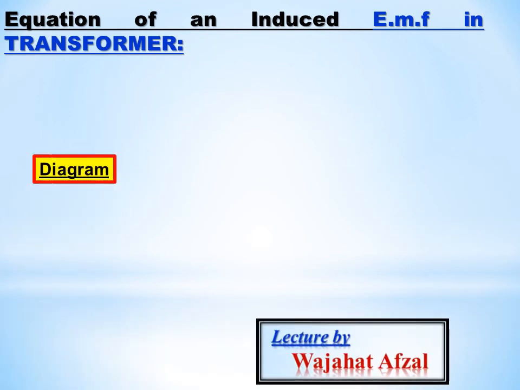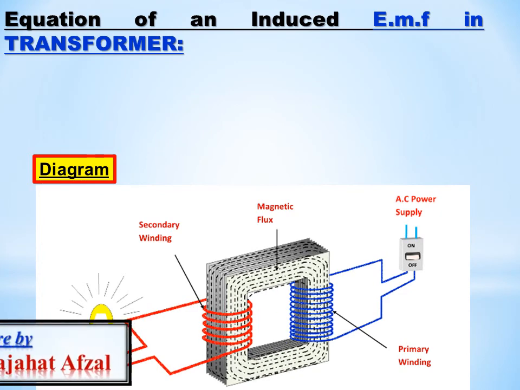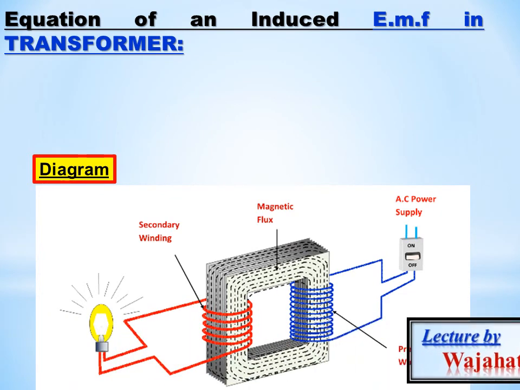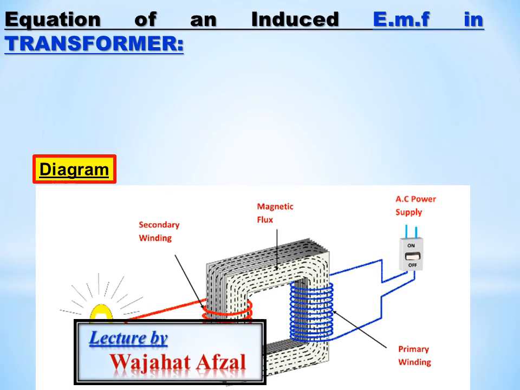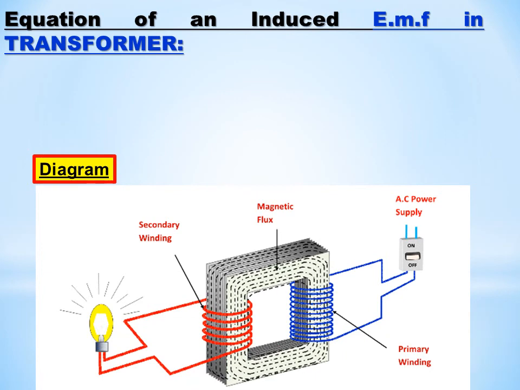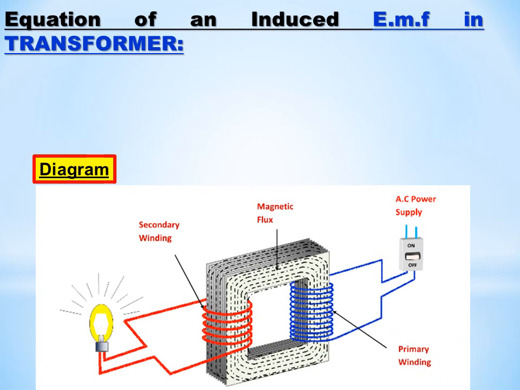So the equation of the induced EMF in the transformer, let's see its diagram first. This is an animated diagram of the transformer. It's a so-called step down transformer because the primary coil is in blue color and the secondary coil is in red color. So on the right hand side we have a primary winding which contains more turns as compared to the secondary coil, so we call it a step down transformer. And you can see the black animated lines, the magnetic flux, is linked with the secondary coil as it's produced in the primary coil, and as a result EMF is induced in the secondary coil.